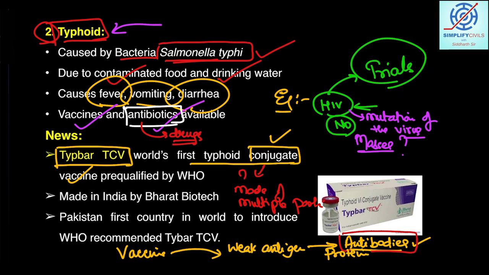So what is a conjugate vaccine then? The conjugate vaccine is made up of multiple parts, or we can say multiple antigens, so that the antibody response is much faster. A weak antigen and a strong antigen are attached together and used together so that a good antibody response occurs in our body. So Typbar TCV is the first conjugate vaccine for typhoid. It is developed by Bharat Biotech. If it is asked which country used it first, it is Pakistan, on the recommendation of the WHO. They will say it is on the recommendation of WHO, but India is making it; they are not taking it directly from India but by the route of the WHO, so it's fine.